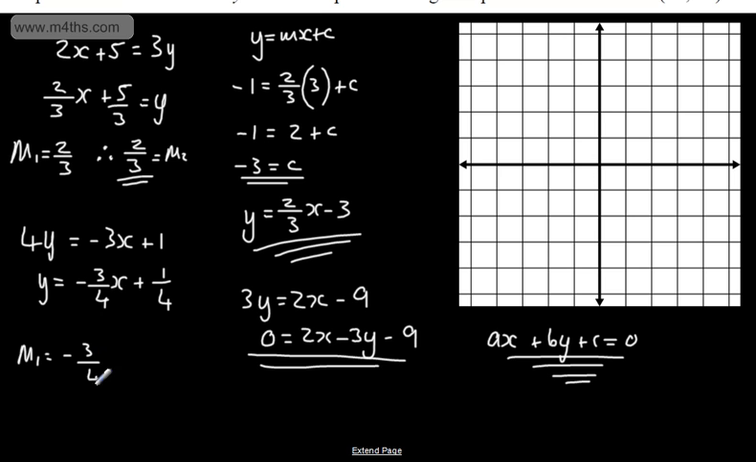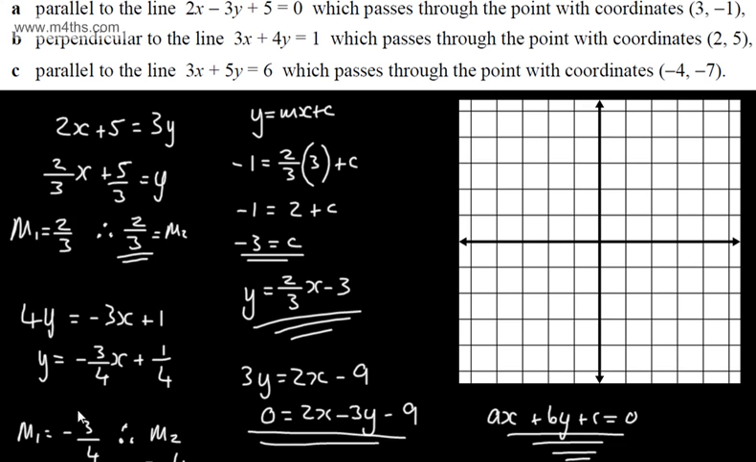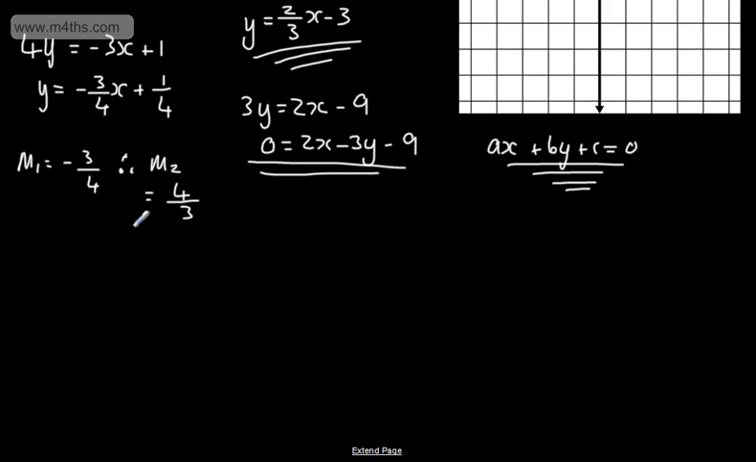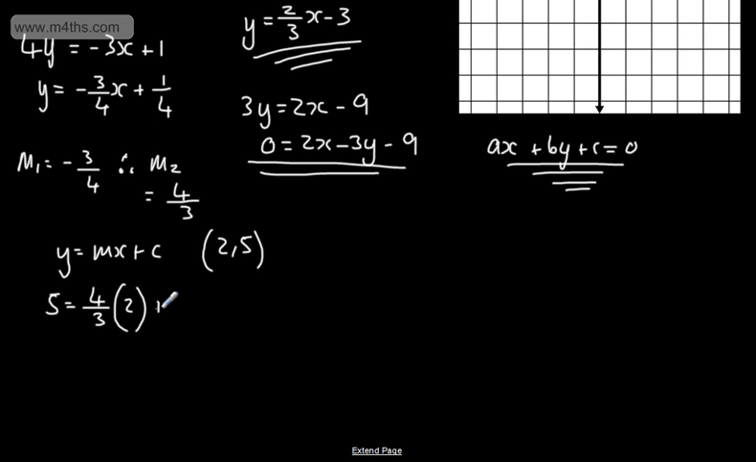Therefore, the gradient of the perpendicular, m2, is going to be equal to positive 4/3. We simply invert the fraction and then, if this one's negative, we make it positive. So we've got 2, 5, so subbing that in, we can use y is equal to mx plus c. We've got the point 2, 5, so we can write that 5 is equal to m, which is 4/3, times 2, and then we're going to have plus c.